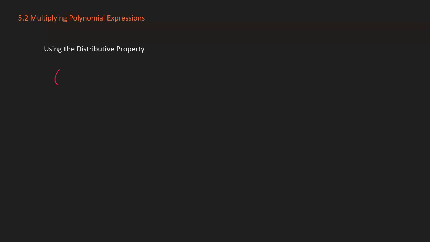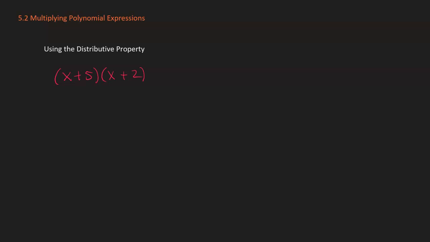So say I have x plus 5 times the quantity of x plus 2. Keeping in mind in each one of these expressions I have this first term, second term, so two terms. So I'm multiplying two expressions with each other that both have two terms. And this makes it nice and easy to use the distributive property.